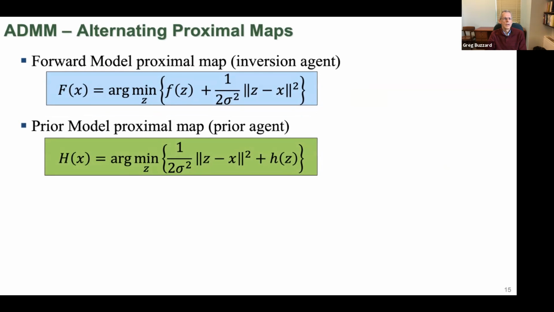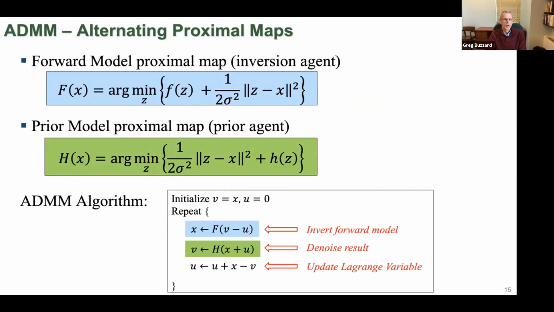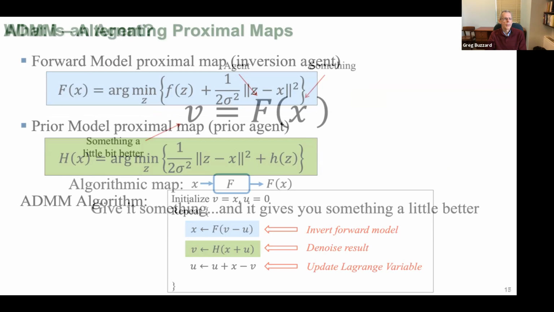Okay, so ADMM alternates the application of these proximal maps. So we take a step towards minimizing f, then a step towards minimizing h. Then we have an update rule. So here we have this Lagrangian term u, which tries to compensate and balance between f and h.